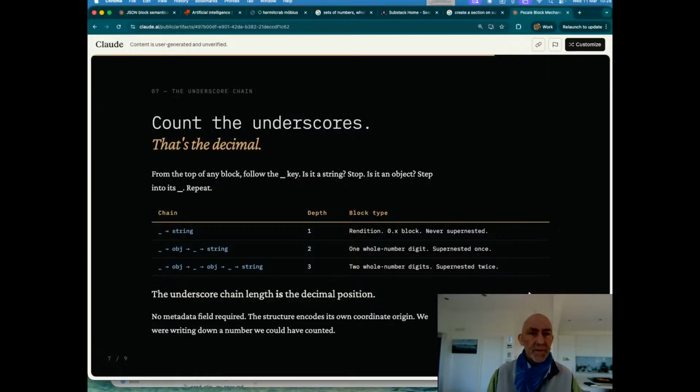From the top of any block, follow the underscore key. Is it a string? Stop. Is it an object? Step into its underscore. Repeat. Okay, so this is meant to explain it. Unbelievable. I would have an actual example with underscore, underscore, underscore, underscore in the nested thing, and eventually you have underscore semantic, and then an arrow saying, look, here's the string. The underscore chain length is the decimal position. Correct. No metadata field required. The structure encodes its own coordinate origin. We were writing down a number we could have counted.